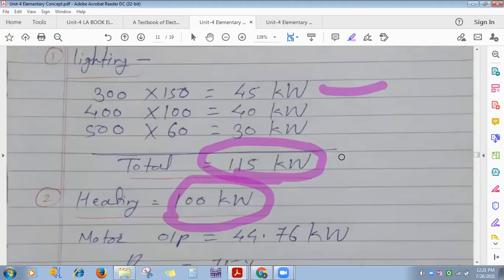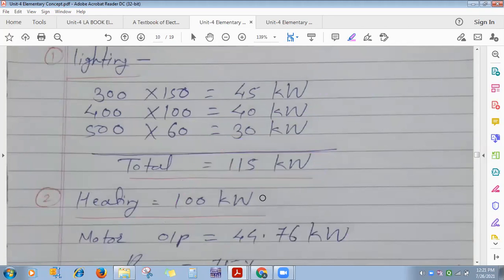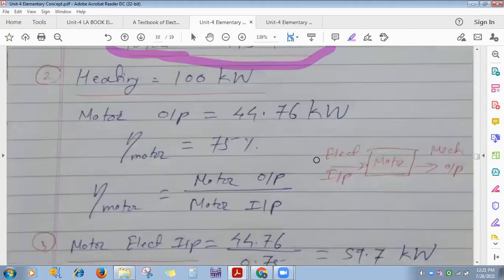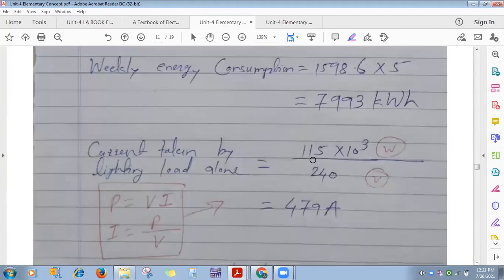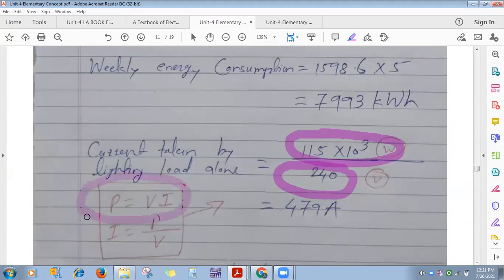See here, for lighting load, total power consumption is 115 kilowatt. Voltage is given 240, isn't it? So 115 kilowatt, that's why into 10 to the power 3. P is equal to VI. I told you in such numericals, P is equal to VI. This one formula only you have to use.